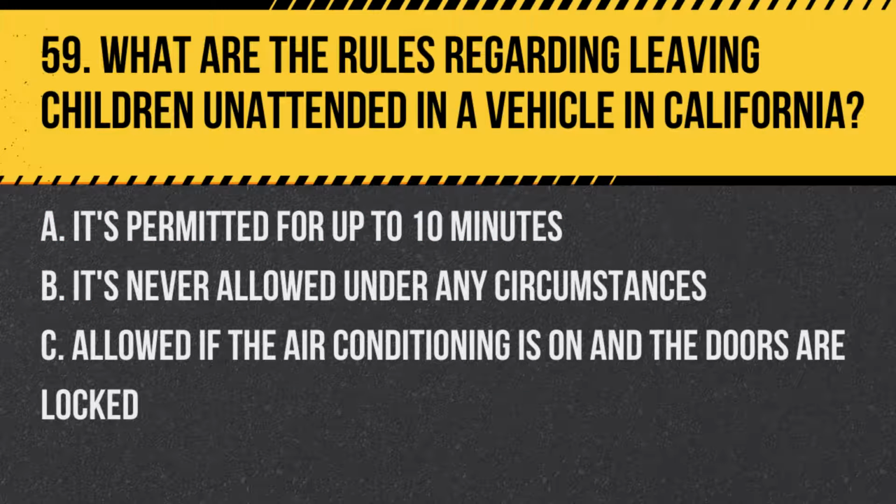Question 59. What are the rules regarding leaving children unattended in a vehicle in California? A. It's permitted for up to 10 minutes. B. It's never allowed under any circumstances. C. Allowed if the air conditioning is on and the doors are locked. Answer B. It's never allowed under any circumstances. Leaving children unattended in a vehicle poses significant risks and is prohibited by law.